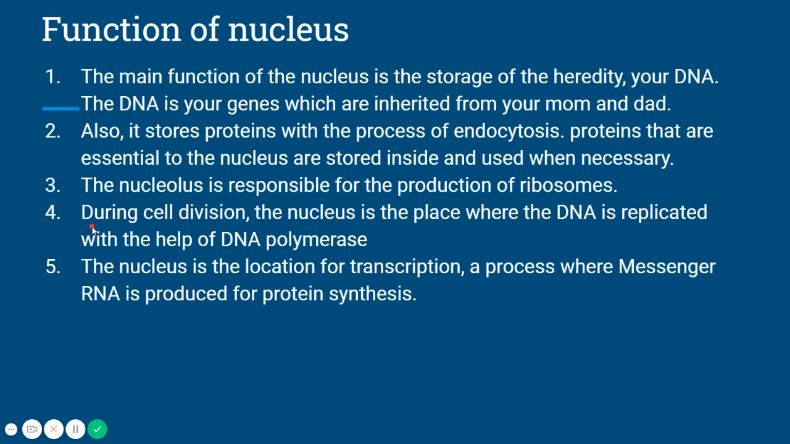And during cell division, the nucleus is the place where the DNA is replicated with the help of DNA polymerase. So basically, DNA polymerase is kind of like a protein, which copies the DNA in order to split the cell into two new cells. And the nucleus is the location for transcription. So this is a process where messenger RNA is produced for protein synthesis. Now, what is protein synthesis? Protein synthesis is a process where proteins are created from the ribosome.